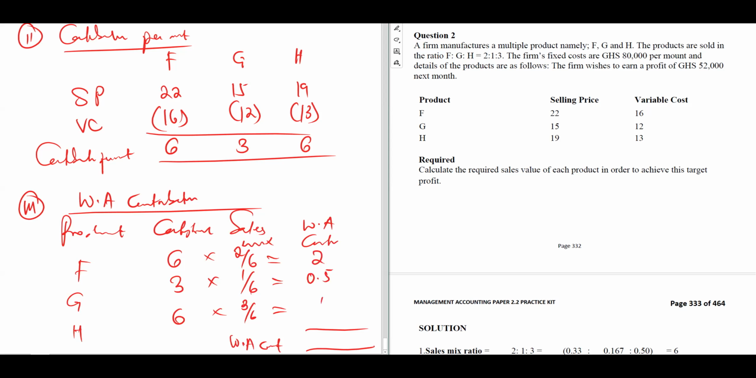This one gives us 3. Is it correct? Is it 5.5? Is it correct?